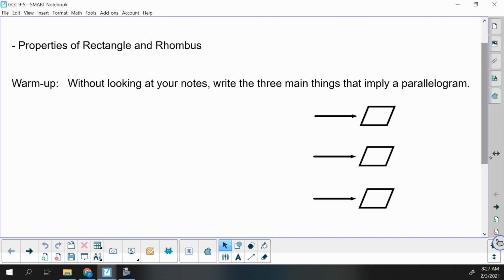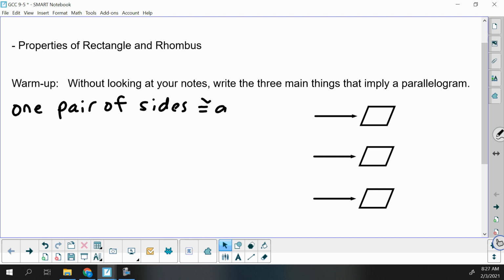So the one that tends to come up most frequently, one pair of sides congruent and parallel implies parallelogram. And the big thing is it's that same set of sides. So you can't do one set of sides congruent and then the other set of sides parallel. It's the same set of sides. And then the other ones are the both options for each of those.